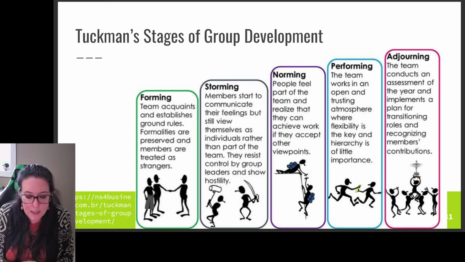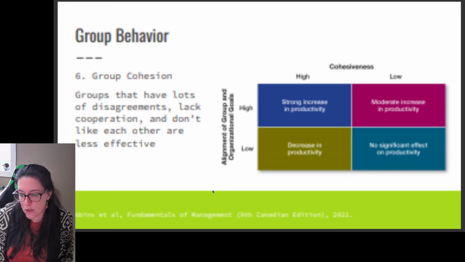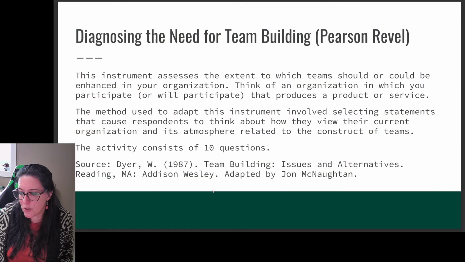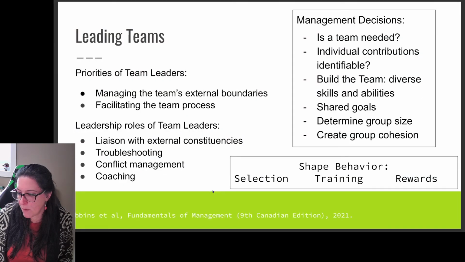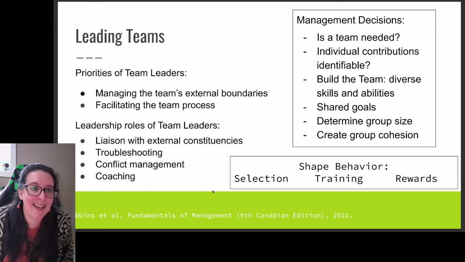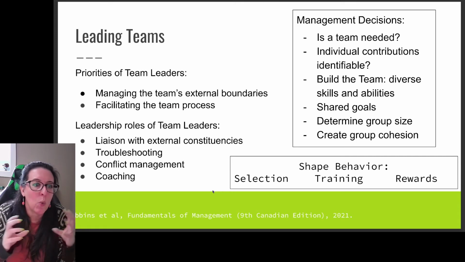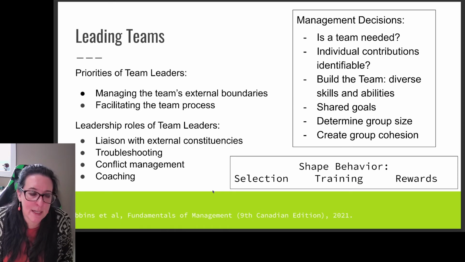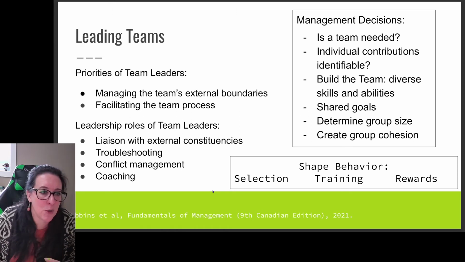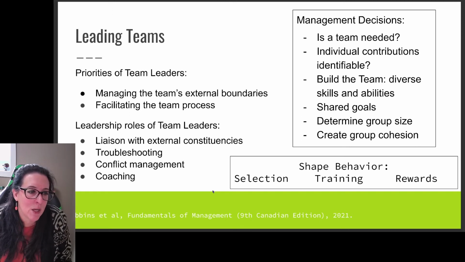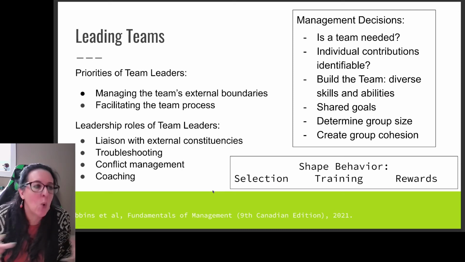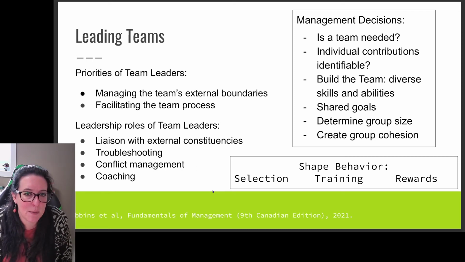So when we look at the team leader's role, what the leadership needs to do is make some decisions early on. They need to first decide, is the team needed? What are the tasks, the expectations for the team? Can we identify the individual contributions? Remember, as we're looking at motivating that team, we do need to recognize the individual contributions within the performance of the team itself. The team leader can help with that conflict management and helping create cohesion.